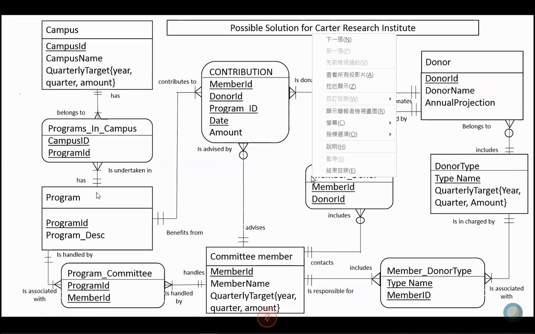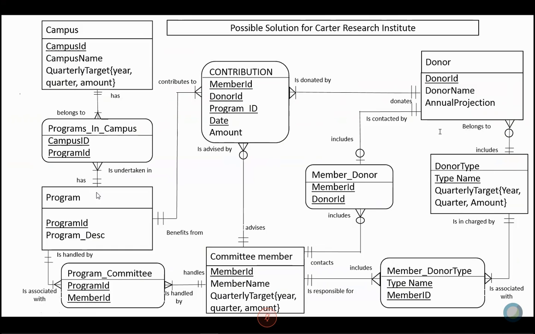So I think this is critical. There are a few simple entities, which are, for example, donor type, and then also the committee members. You can use a different name, I don't mind. Programs and then campus. These are just some very simple entities. Okay, and there are associate entities like contributions.